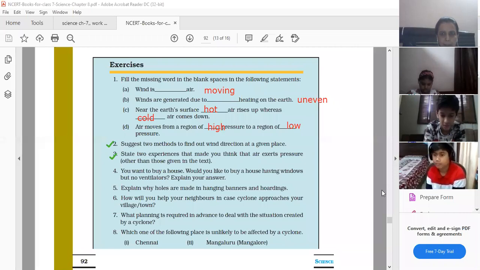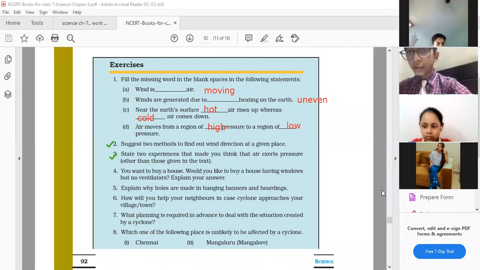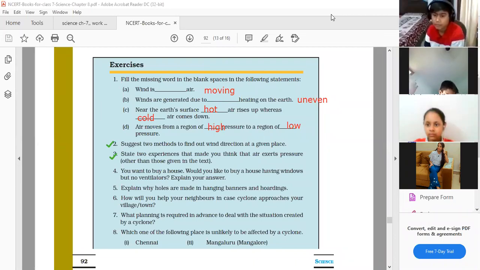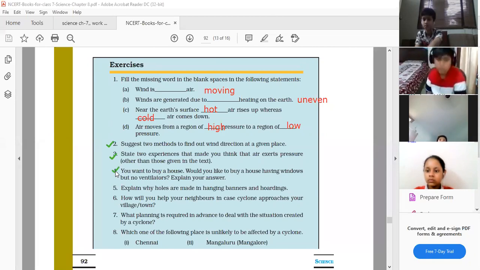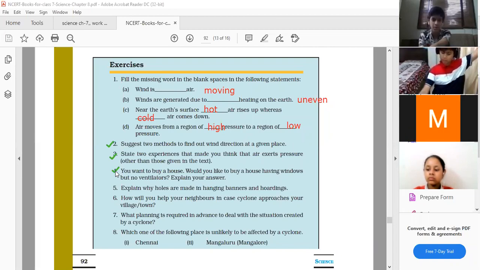Ma'am, the air should ventilate in and out of the house. If it remains in the house, there will be great air pressure, and it is uncomfortable for the people living inside it. So one thing I want to add in this answer, children, is that they can get suffocated.